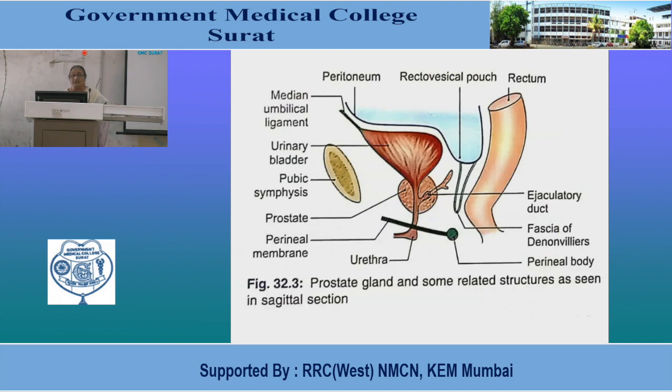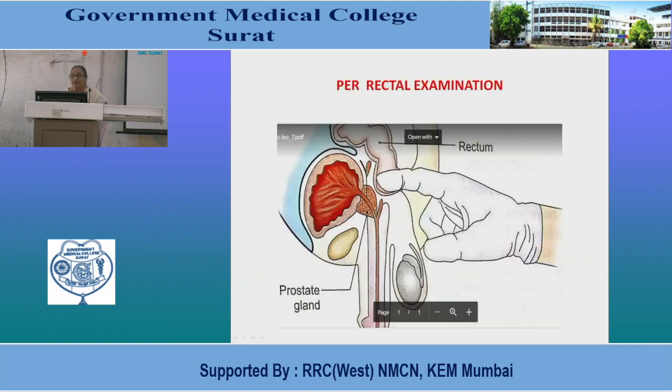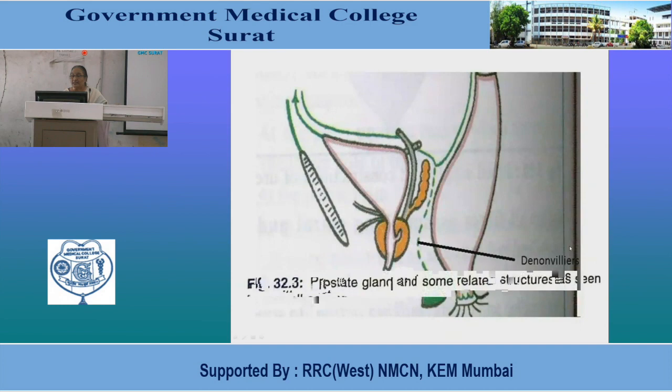So these are the structures here, the posterior surface along with the rectum. Again, you can see the diagram differentiating the Denonvilliers fascia, the rectum and the posterior surface. So here you can see it is separating between these two.